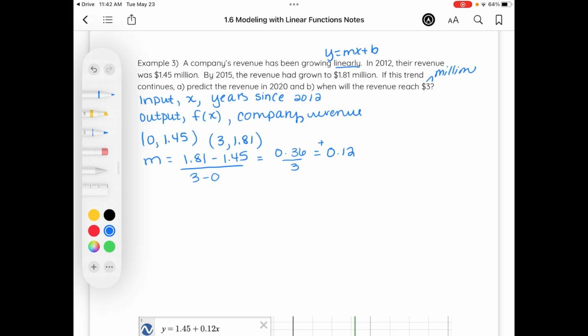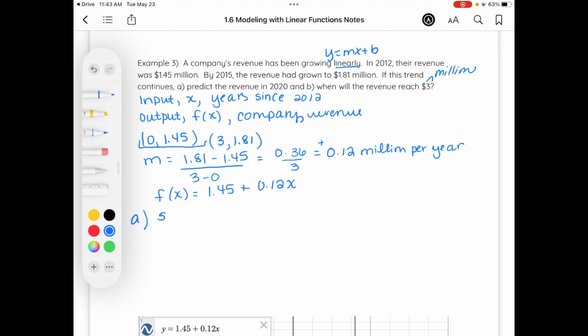Since we are positive, we are gaining 0.12 million per year. We also, because we defined our x value to start at 0 with 2012, we already have our y-intercept. We have a full function then. 1.45 was our starting point, and then we're gaining 0.12 million per year. Well, our A portion is asking us to predict the revenue in 2020.